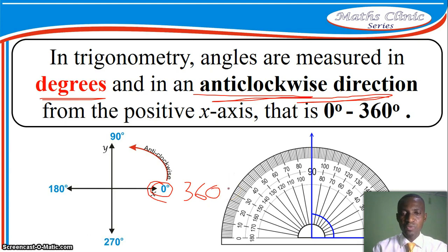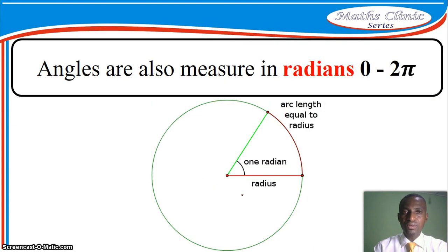So that is how we measure angles. Angles are also measured in radians, starting from 0 radian up to 2 pi radian. Those of you who are doing elective maths, you will look at this later in elective maths trigonometry. You go into detail on how to convert angles from degrees to radians and from radians to degrees.